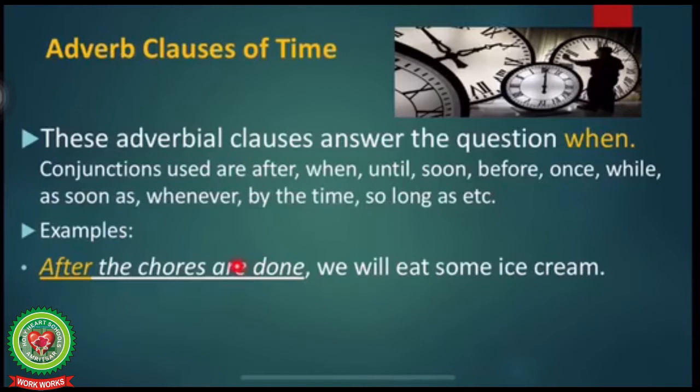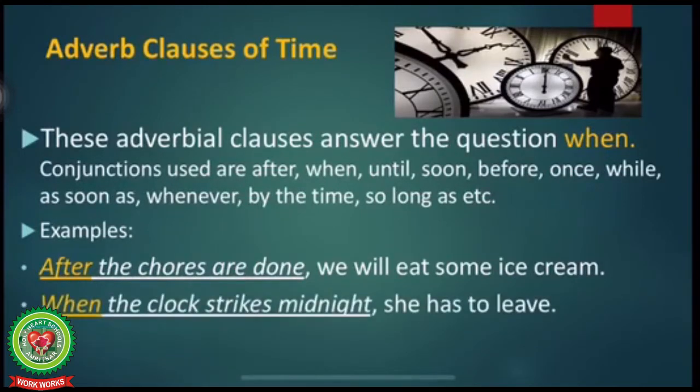So again, step number one is to identify the subordinating conjunction. Here, the subordinating conjunction is after, and the part that follows, after the chores are done, is the subordinate clause, and we will eat some ice cream is the principal clause. So you can also ask the question, when will you eat ice cream? The answer, after the chores are done, is the adverb clause of time.